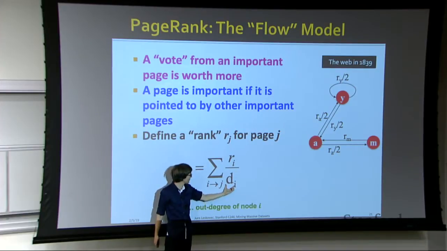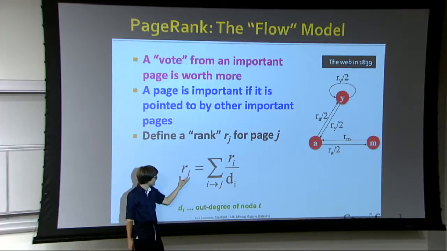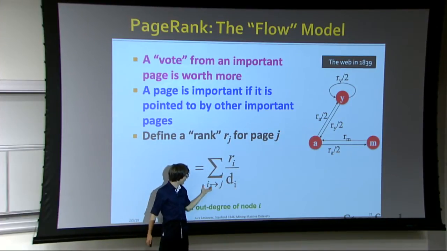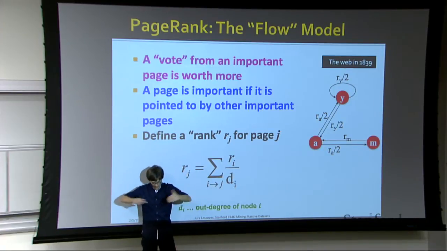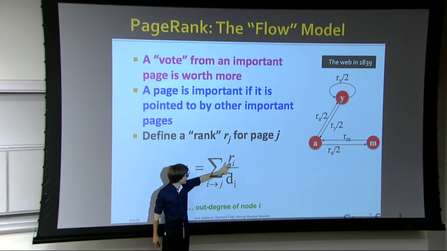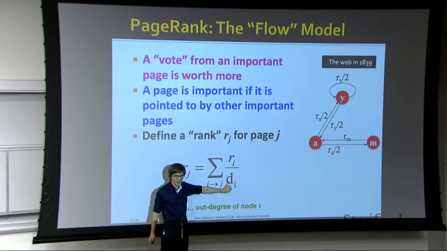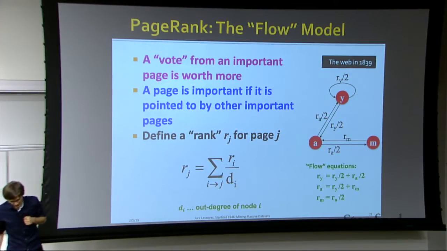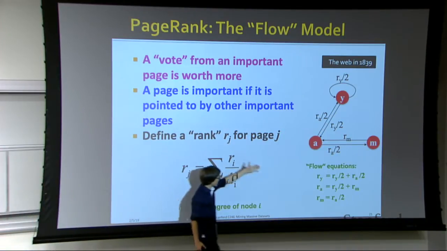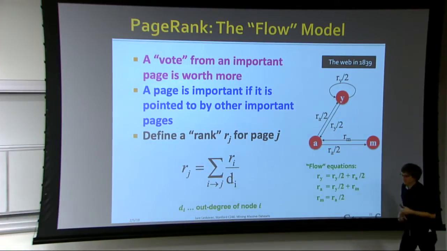This is exactly what I had on the previous slide. I say my importance is the sum of importances of the people that point to me, and each one of them gives me 1 over the degree of their importance, right? So I'm summing from people that point to me, and their importances are equally split among their outlinks. And this is what I have, okay? So now if I would write out, here are what are called the flow equations, right?